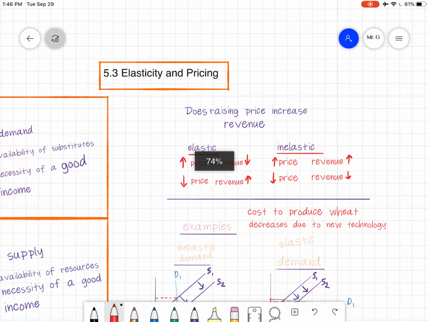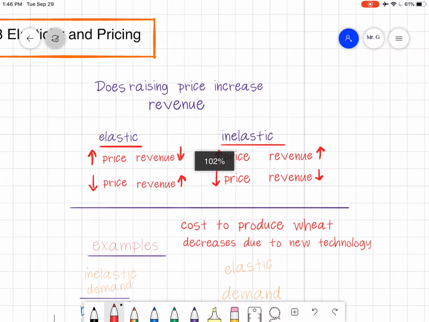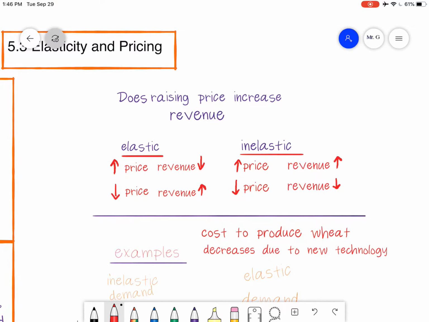So, the first thing we're going to look at is, does raising price increase revenue? And it really comes down to whether we have elastic demand or inelastic demand. Remember, when we're looking at this, we're only concerned with looking at demand, not supply. So, is it an elastic demand, is it inelastic demand? If you notice, with elastic, as one goes up, the other goes down. And with inelastic, as one goes up, the other goes up. And that's the best way to remember it.